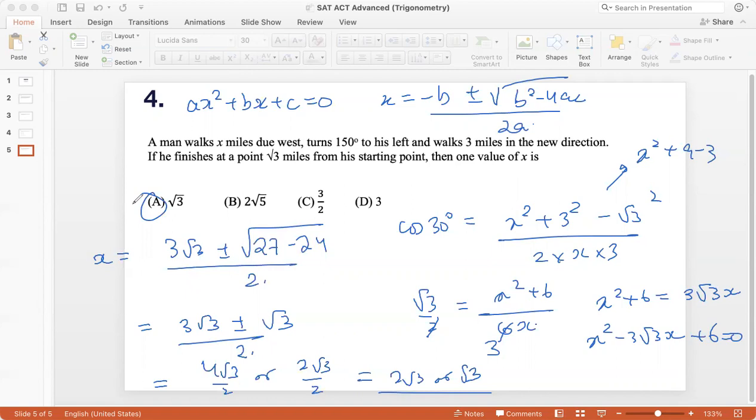So that was a quick drill on advanced trigonometry problems. This, as I said, are harder problems. So you should only attempt them once you have done the basics. I'll link the basics video in the description box, so do check it out.